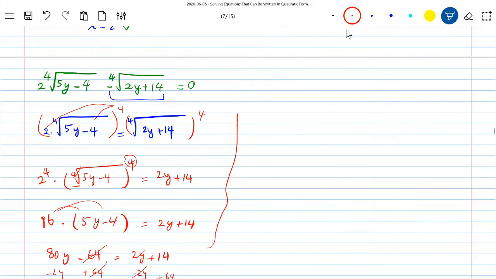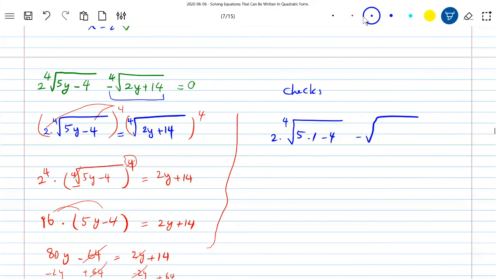Does 1 satisfy the equation? You don't know. Sometimes it could be a negative number underneath the square root, the fourth root. So you have to check your solution. Check. 2 times the fourth root of 5 times 1 minus 4, minus the fourth root of 2 times 1 plus 14. Is it equal to 0?